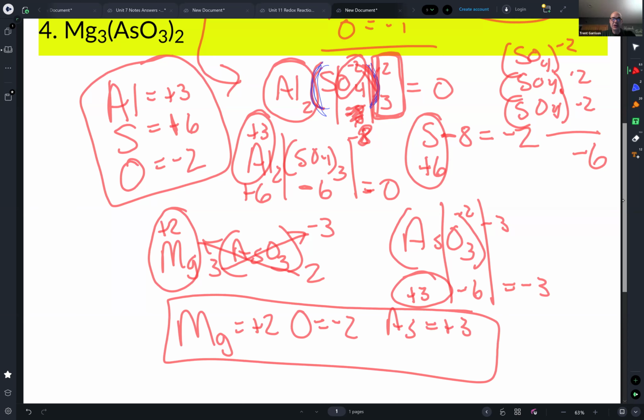All right, this is what I expect you to be able to handle moving into your one question that you're going to have on the test next class. It's going to be one just like number 3 or like number 4, where you're going to have to calculate all the values for the elements in the compound.